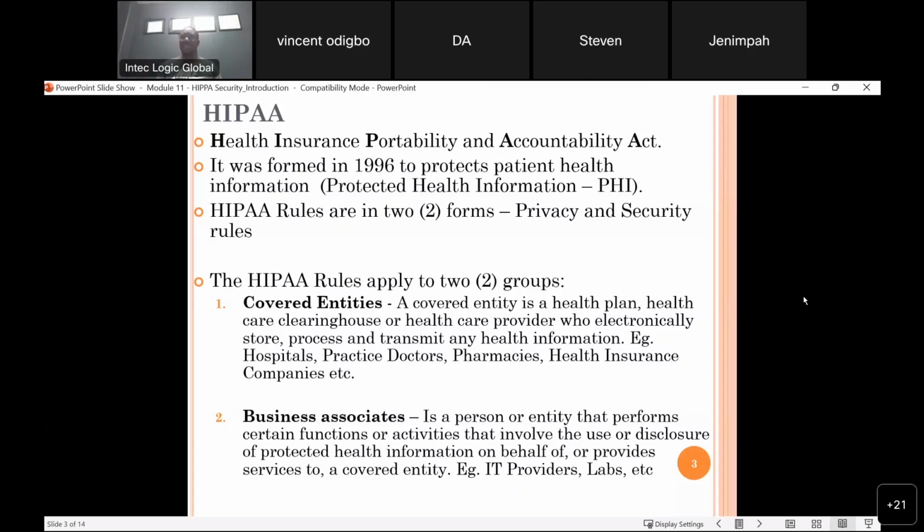And the question is, why is PHI, my health record, more expensive than a credit card? Can somebody tell me? Why is it like that? You can raise your hand. Why should your health information be more expensive than your credit card? Because if somebody gets your credit card, the person can use it to buy and do shopping, right? But if the person gets your health record, how is the person going to use it? Can somebody try?